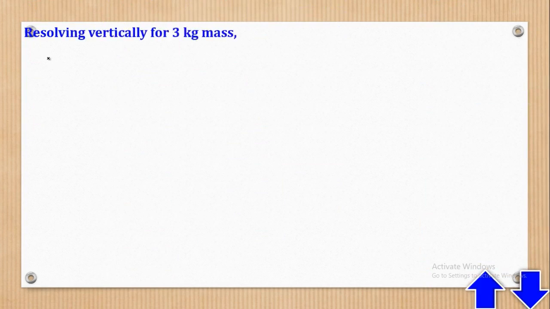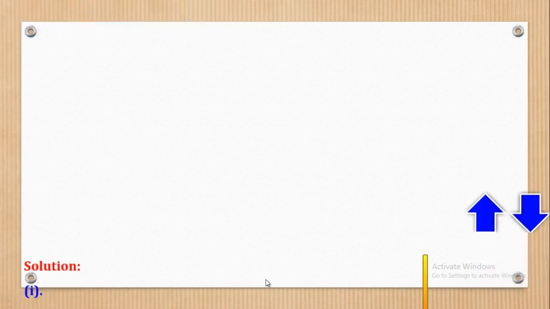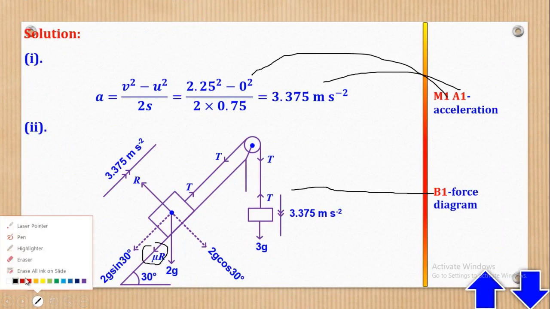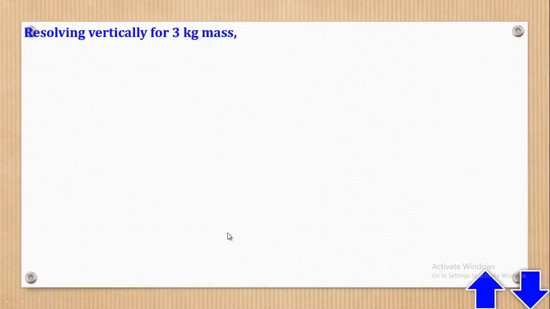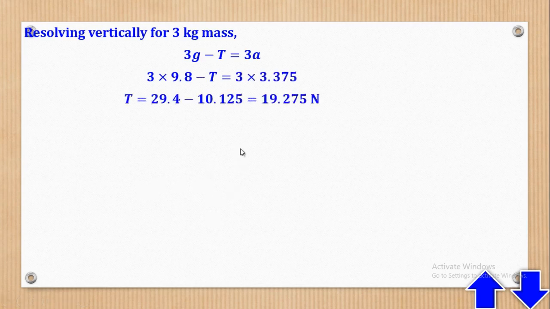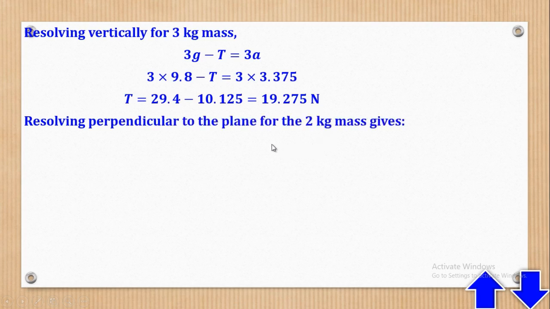So next we shall resolve vertically for the 3 kilogram mass. For this 3 kilogram mass, we are interested in these forces. So the resultant force will be downwards, which is 3g minus T equal to 3 times a. So a is this, so you come and write that equation. That means that T is the only unknown, therefore T will be equal to 19.275 newtons.